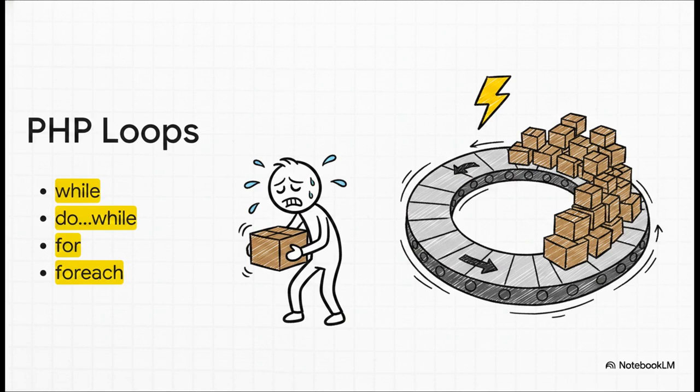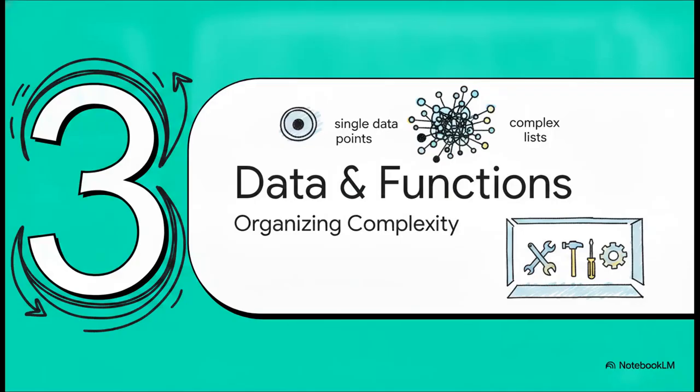A for loop runs an exact, specific number of times. This is exactly what allows your programs to do massive amounts of work in literal milliseconds. All right, stepping up to Section 3, Organizing Data and Functions. We're moving into the toolbox phase of our explainer now, escalating from handling single data points to managing complex lists.